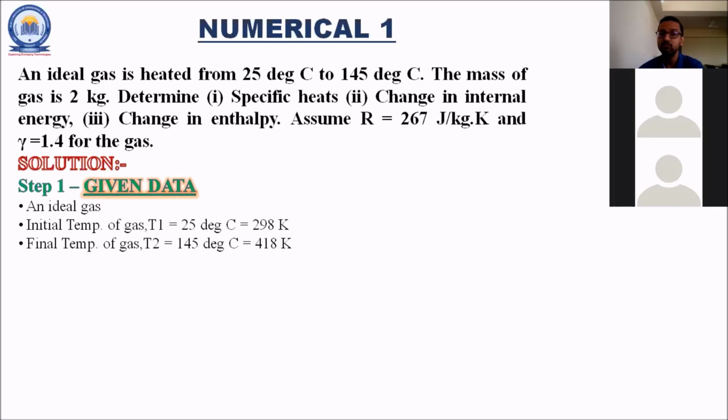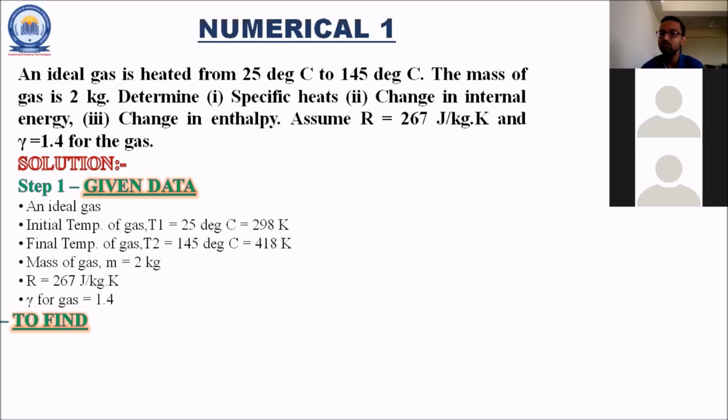This gas is heated to the final temperature. So the final temperature of the gas, that is T2, is equal to 145 degrees Celsius. Again converting this value into Kelvin. The mass of the gas is given, that is m is equal to 2 kg. Also we are given the value of capital R, that is 267 joule per kg Kelvin. And gamma we are given, that is 1.4, is always constant. So this is the step number 1.